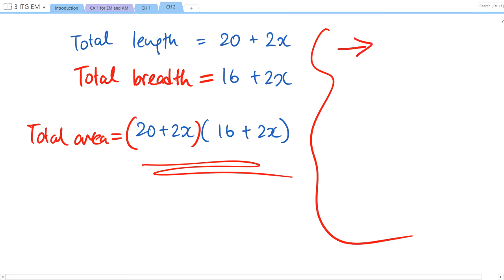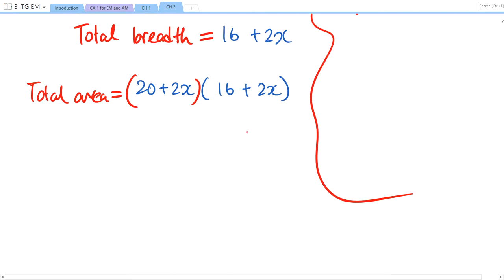This arrow over here is used for something else in maths. You will learn it in JC. But I will introduce it to you next year for the fun of it. Okay, this arrow means tends to. Next year I will explain to you what it means. So please don't use this to represent anything else. Okay, now total area is equal to 20 plus 2x times 16 plus 2x. Which step am I at now?